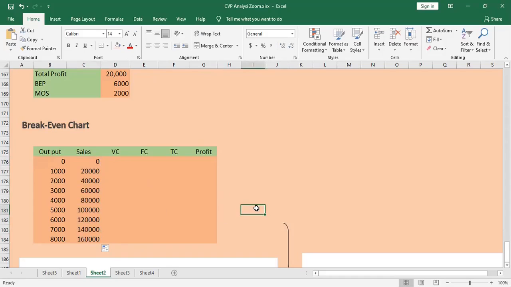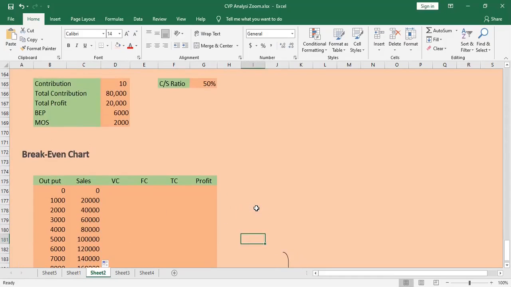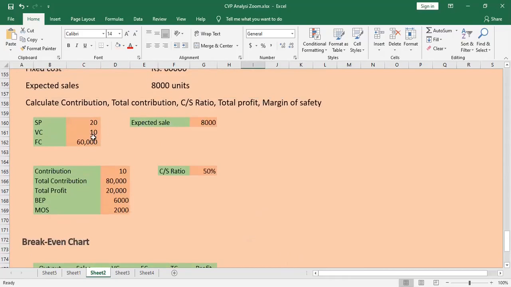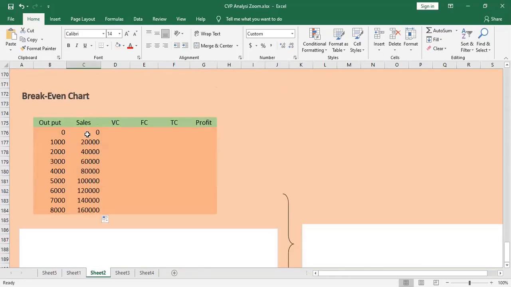Again, you can easily calculate the variable cost. You know the variable cost here is 10 rupees. So total variable cost is equal to output multiplied by 10 rupees. I'm dragging the formula down. So you are getting 1,000 multiplied by 10, 2,000 multiplied by 10, up to 8,000 multiplied by 10.